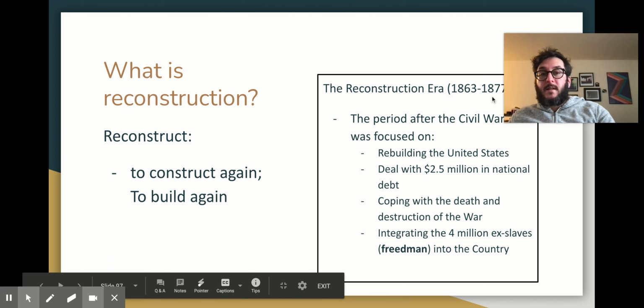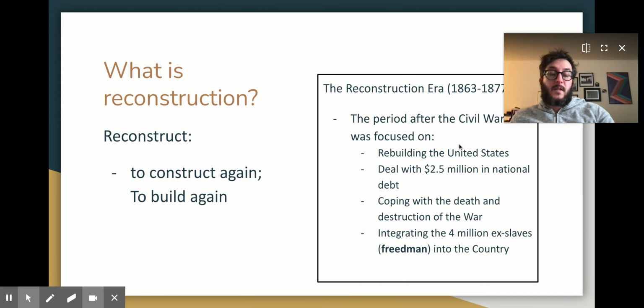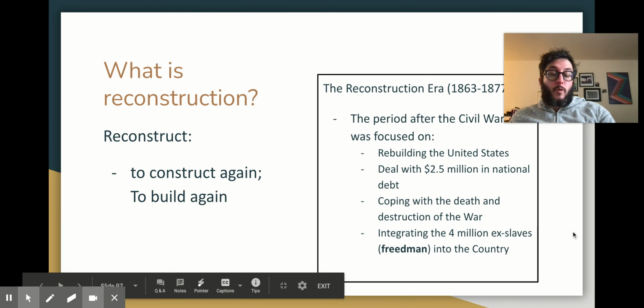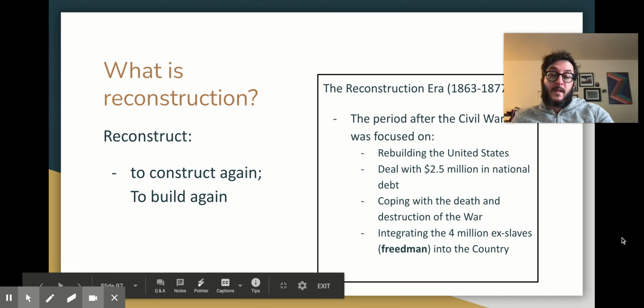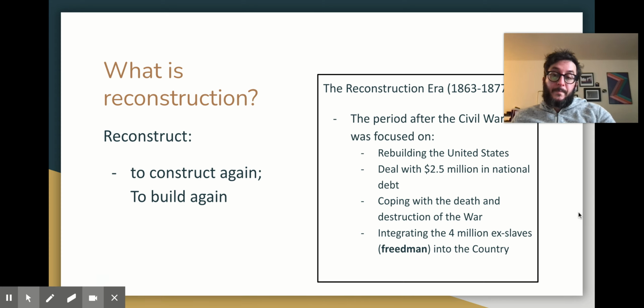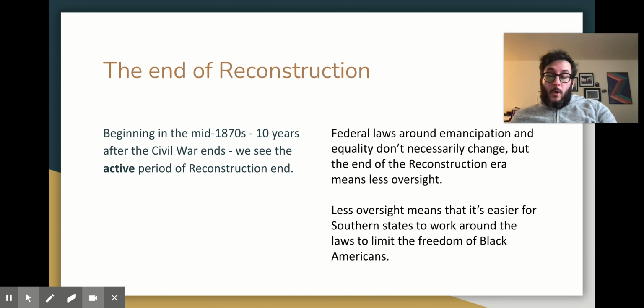The reason we use 1877 is when the last northern troops leave the southern states. So if you remember the Reconstruction Acts, we talked about a military presence. We talked about the military districts and generals that were overseeing the behavior of the South. 1877 is when they leave, for reasons we will see in just a moment. So the end of the Reconstruction era, just one more time.